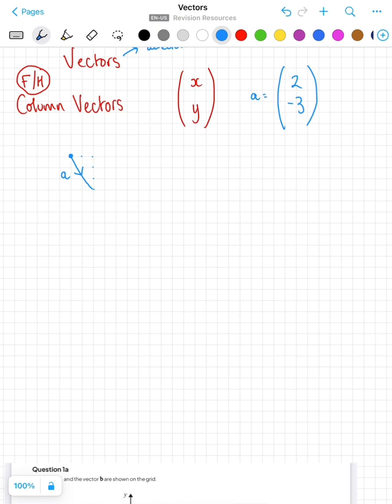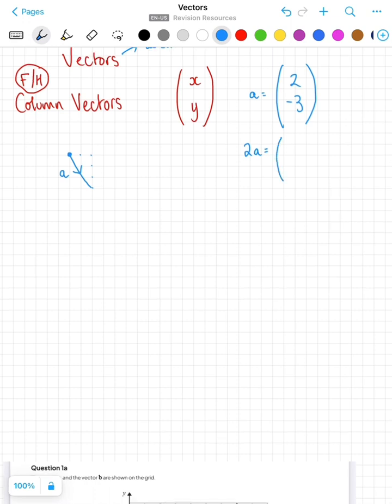If I wanted to represent 2a as our column vector, it's going to be double a, so 4, minus 6. To show what that would look like, we can pick the same starting position, or we could start somewhere else on the grid. And we go 4 units to the right and 6 units down. Join those points together, show your arrow for the direction and label as 2a.